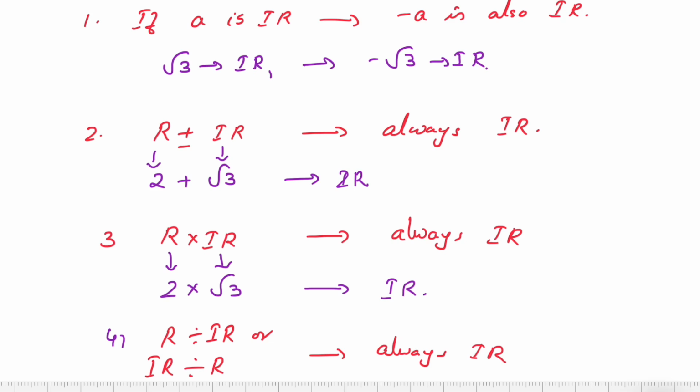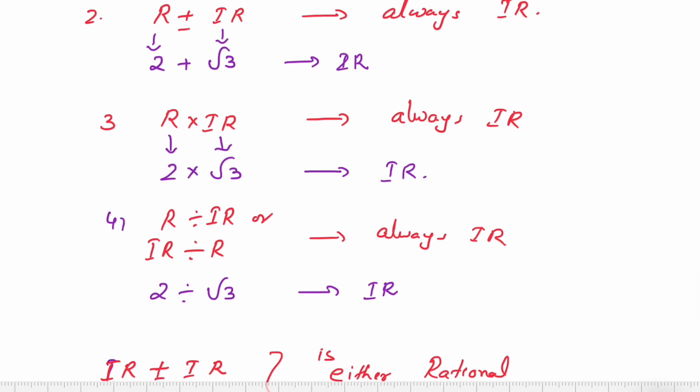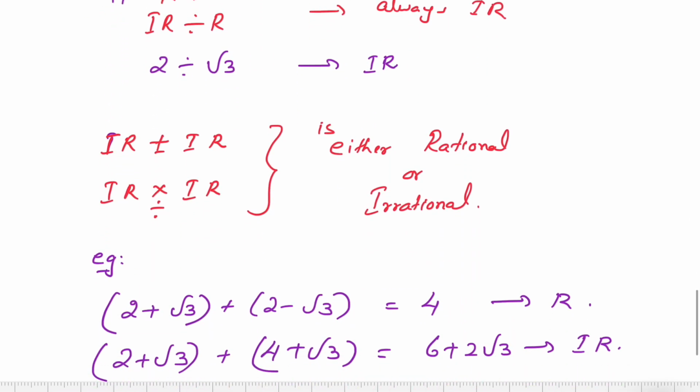So 2 plus root 3, 2 is a rational number, root 3 is an irrational number. So 2 plus root 3 is always irrational. Same, 2 into root 3, so 2 root 3 is again an irrational number, and 2 divided by root 3, that is also an irrational number. Now if you add, subtract, divide or multiply an irrational number with an irrational number, it can be either a rational number or an irrational number.